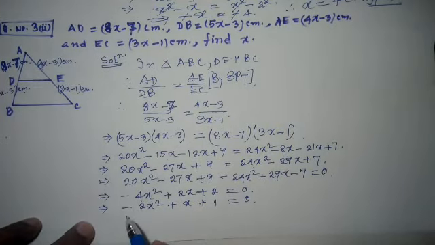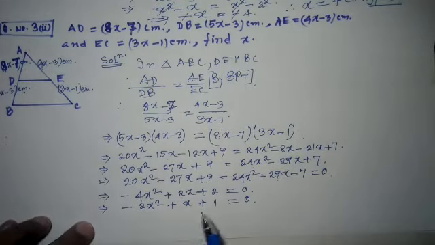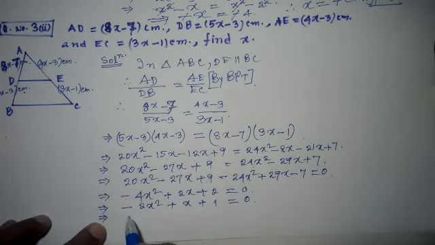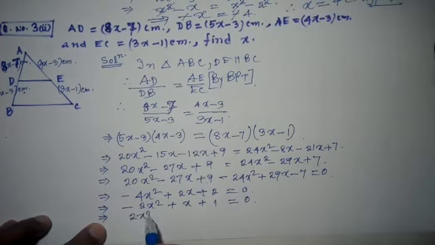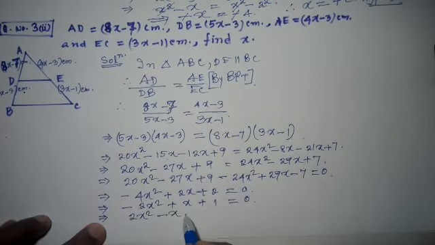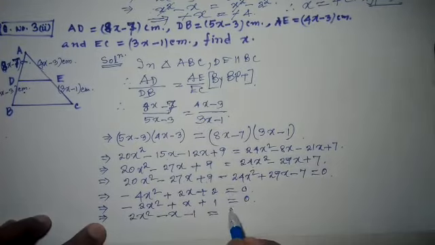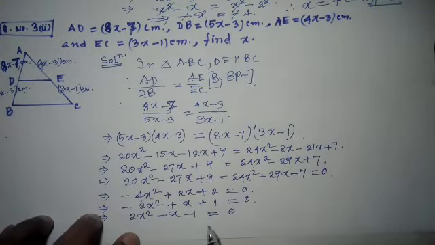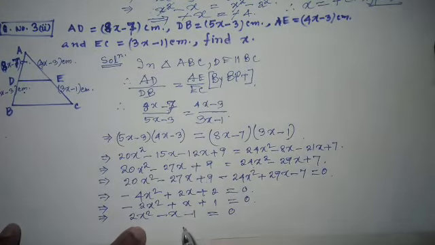And 2x square having a minus sign, so let us multiply both sides by minus. So what will happen? This will be plus 2x square, then minus x, this will be minus 1 is equal to 0. Now this part we have to factorize by splitting the middle term.